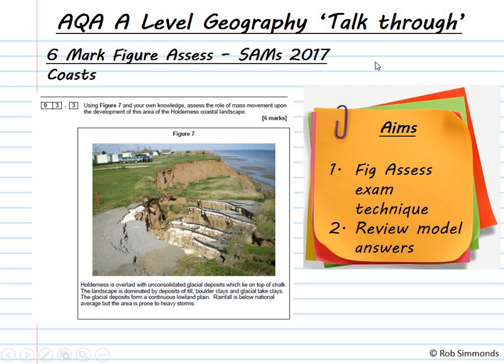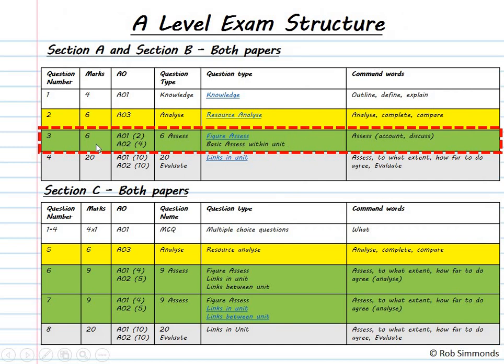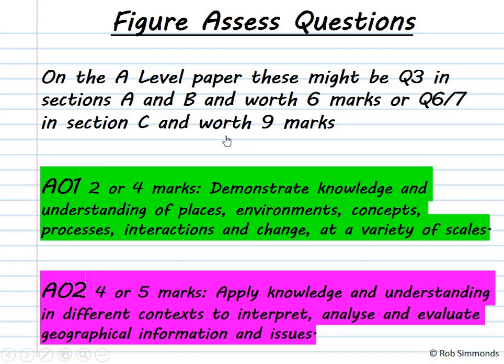Just to remind you of the structure of the paper, this type of question would come up in section A and section B and would be at question 3. So a 6-mark assess and likely a figure assess question. It's really important to note that if you're answering a 6-mark figure assess, or indeed any assess question, you will be receiving 2 marks for AO1, so your demonstration of knowledge and understanding of key processes and concepts, and 4 marks for your application of that knowledge.